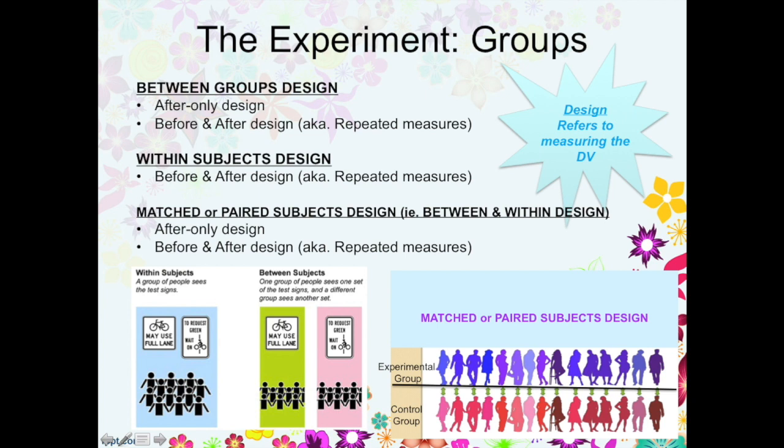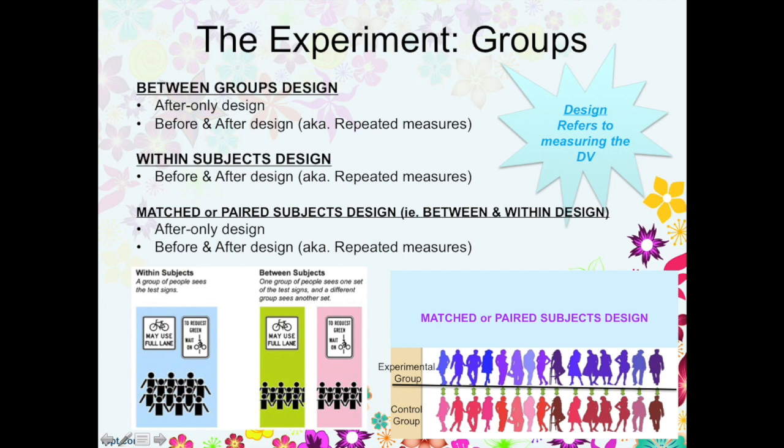So let's say that with our violent TV and aggressive behavior hypothesis, what we're interested in doing is also studying the effects of age on aggression. So then we could match someone in our experimental group that's 5 years old with someone in our control group that's 5 years old. And we can continue to do that. So someone that's 10 years old in our experimental group and someone that's 10 years old in our control group.